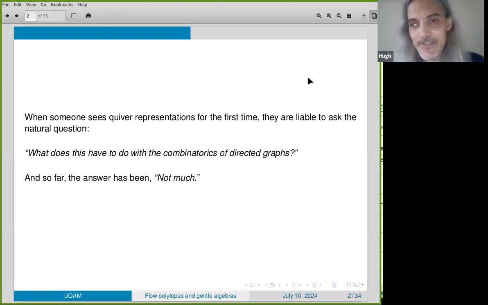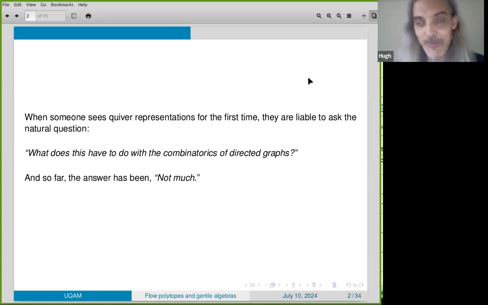So this starts off from a question that I think lots of us may have had for ourselves, or may have had asked to us. If a person is just starting to learn about quiver representations, they're very likely to ask the question, so how is this related to other things that people do with directed graphs? And really, by and large, the answer is it isn't connected to what other people do with directed graphs.